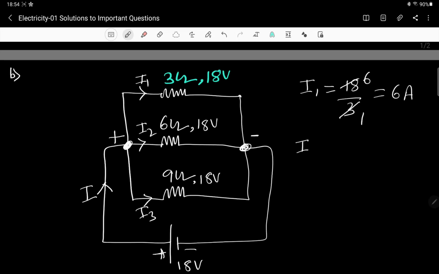Alright, similarly I am going to have I2. I2 is also V by R, so that is 18 divided by 6. Look at this, 18 divided by 6. So that is going to be 6 ones are 6, 6 threes are 18, I am going to have 3 ampere.